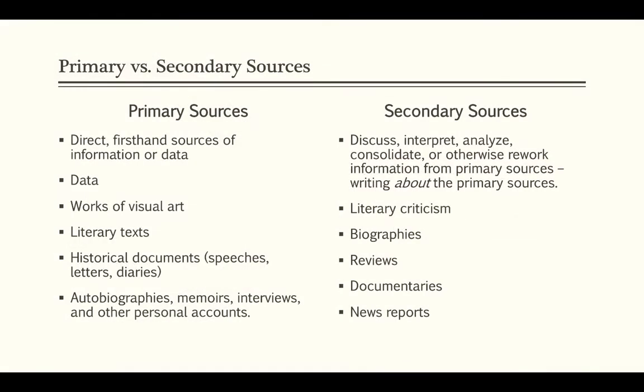The book also talks a little bit about primary versus secondary sources. Primary sources are direct first-hand sources of information or data. So actual data, like from scientists, from historians, people who have actually studied things and done the work themselves, assuming that they are reliable sources. Now, I could go out and say I did the data, and I would take that or leave that if it was me doing it. But make sure that the people that are giving you this data are reliable people, and we'll talk a little bit more about that. Works of visual art.